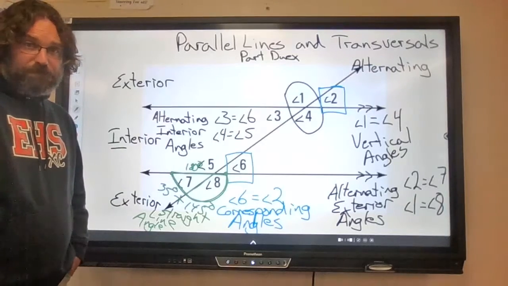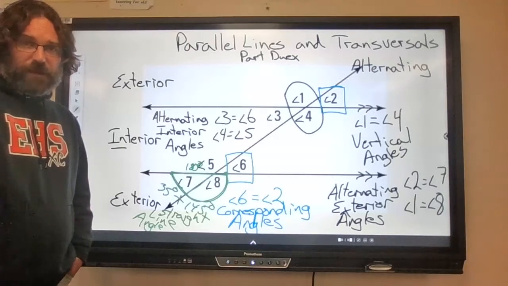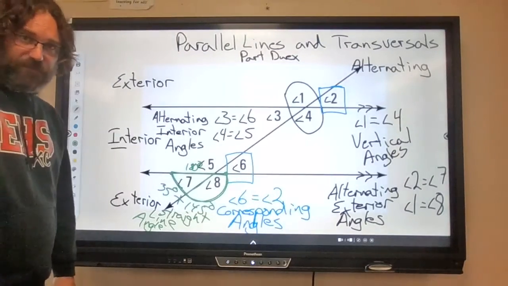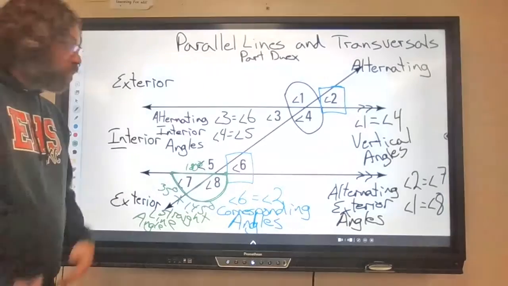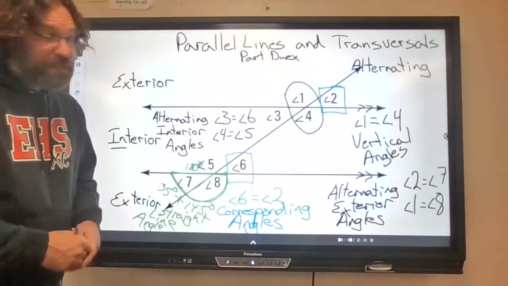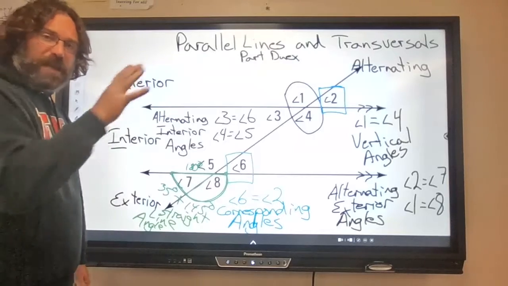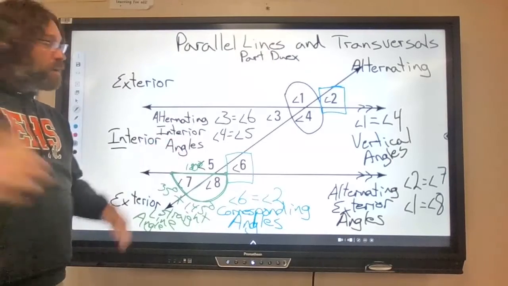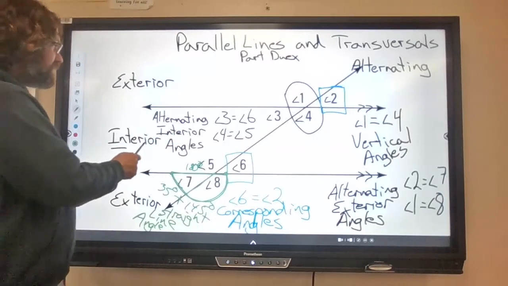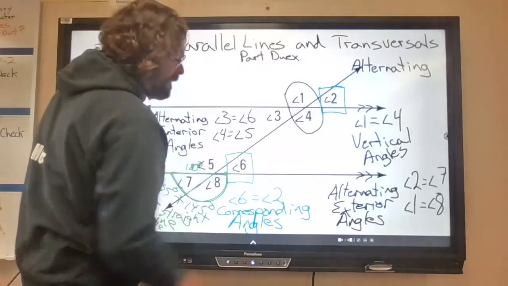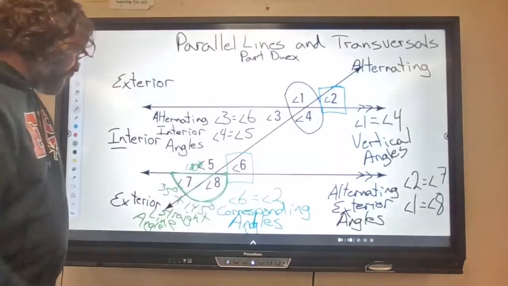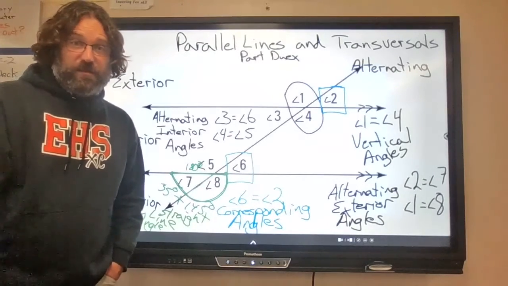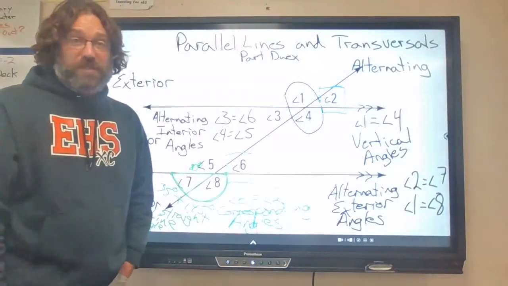A lot of stuff on here, but you need to see how it builds upon itself. We'll come back again. We'll do multiple videos about this. I encourage you, break it out part by part. This is a big picture overview. But in this, interior, exterior, alternating, vertical, corresponding, straight angle, you need to be able to identify all of those, and that's what we can reinforce in class.